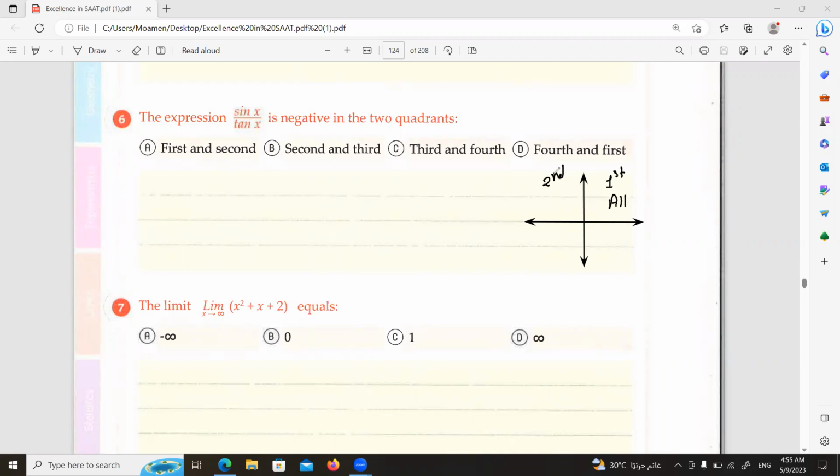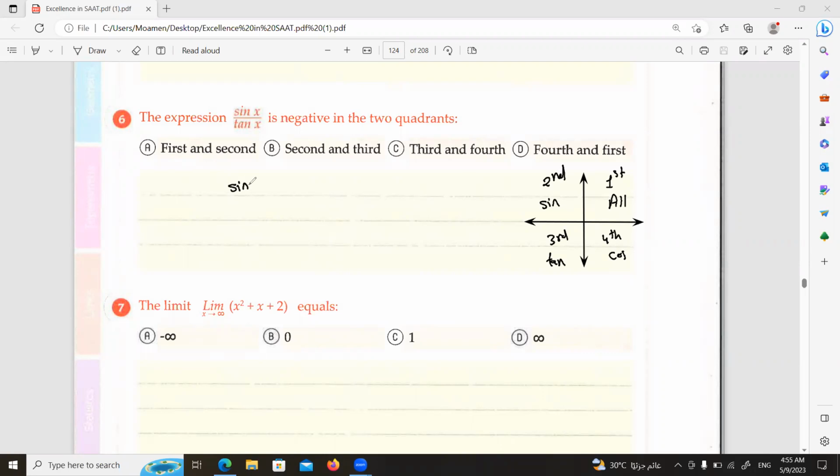In the second quad, sine and its reciprocal. In the third quad, tan is positive and its reciprocal. In the fourth quad, the cosine is positive. Okay, we're going to work on our problem.